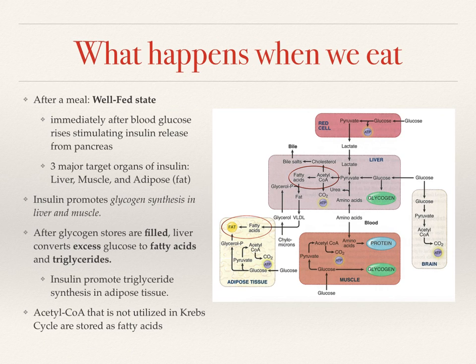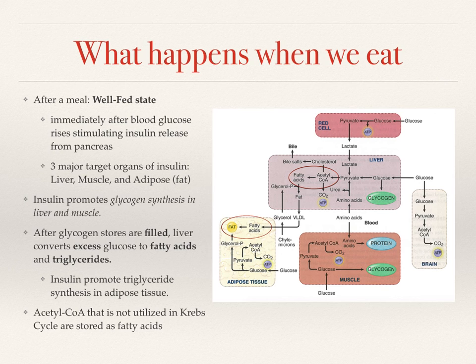So what happens when we eat, briefly? After a well-fed state, immediately the blood sugar rises, and this increases the release of insulin from the pancreas. The three major end organs are the liver cells, muscle cells, and the adipose and fat cells.